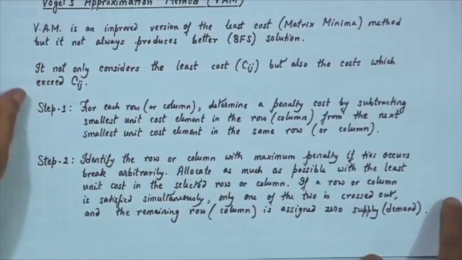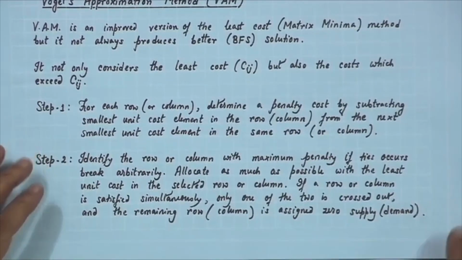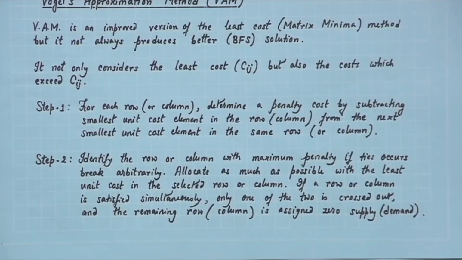So, in this class we are going to start the Vogel approximation method. In the last class, if you remember, I briefly told you about the Vogel approximation method for finding the initial basic feasible solution of the transportation problem. We have solved other methods also for finding the initial basic feasible solution. Let me brush it up quickly.